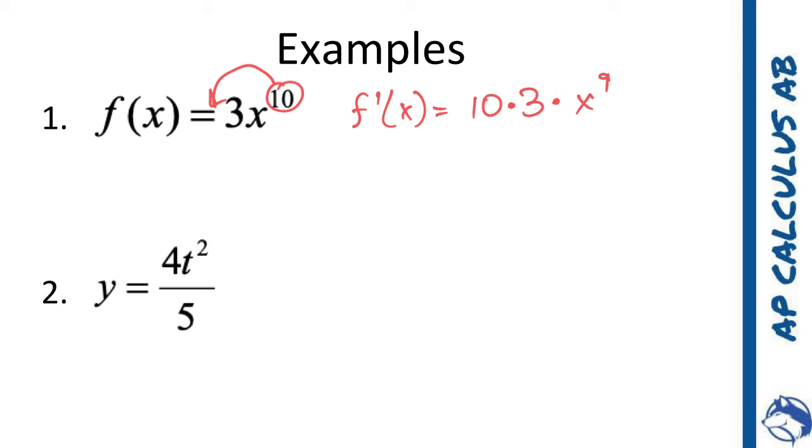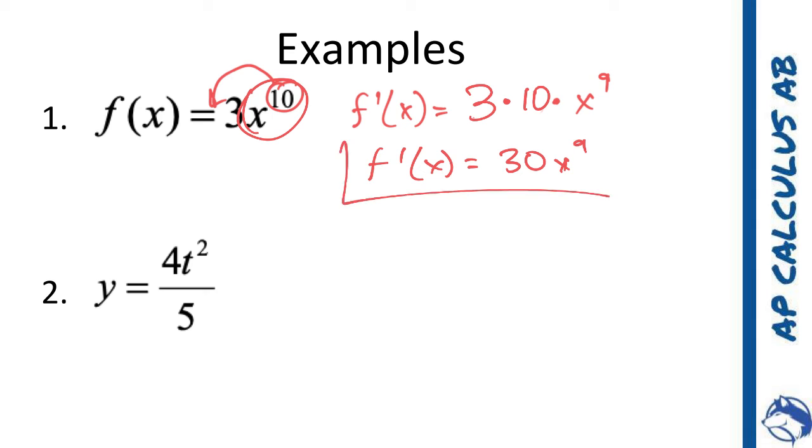The other way that you can think about it that might make it a little easier is I'm basically taking this chunk 3 and doing everything that's in this bubble first, around that x to the 10. So it's 3 times 10 times x to the 9, which I can simplify and say that f prime of x is equal to 30 x to the 9th power.